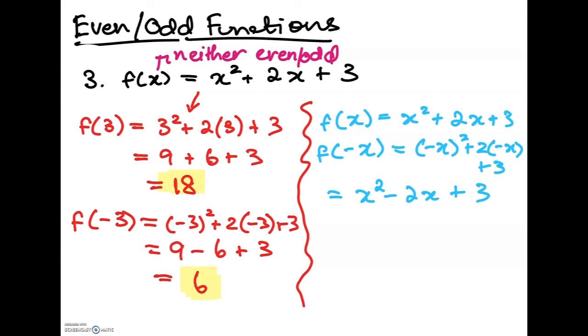So now we just have to compare. Our positive x was x squared plus 2x plus 3, and our negative x is x squared minus 2x plus 3. These are completely different. Therefore, we can conclude that the function is neither even nor odd because the two functions at the end are completely different. And that's all there is to even or odd functions.